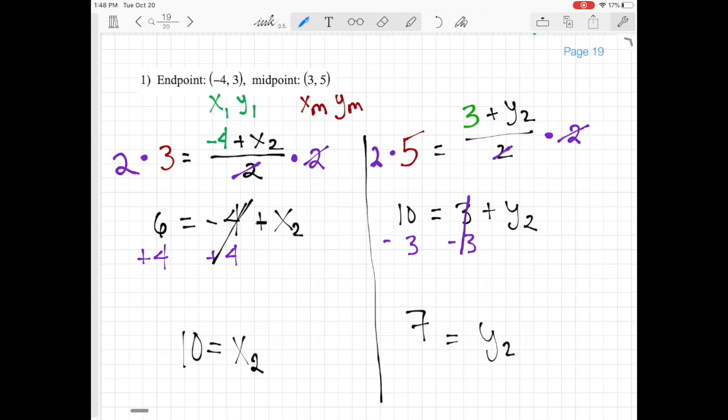So our final answer, our other endpoint, our x2 and y2, that's going to equal 10, 7. That's our other endpoint.